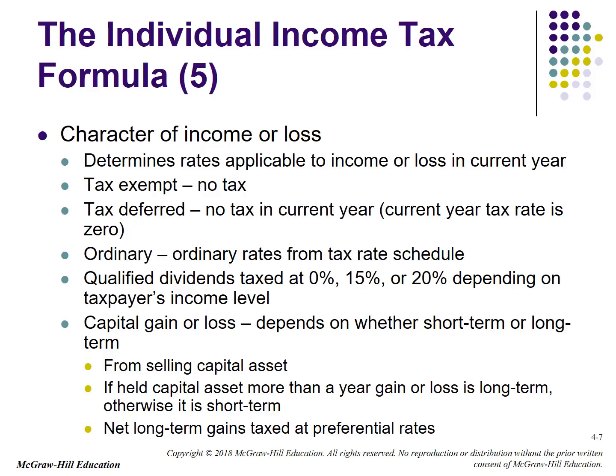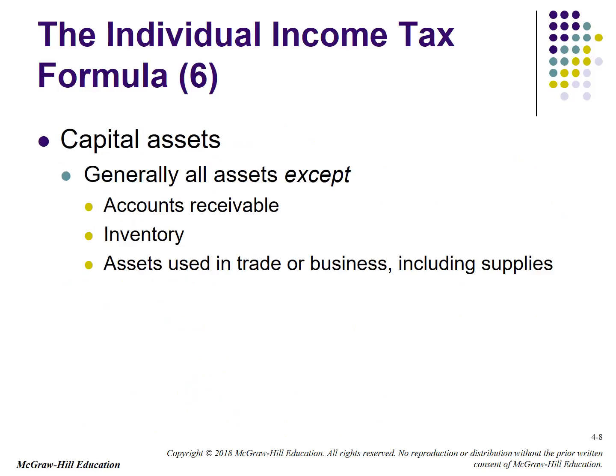Now, some of this I'm going to go through a little bit quicker. So there it is. Generally, all assets except accounts receivable, so that's a business asset, and inventory, again an ordinary business asset, because any gains or losses from the sale of these items result in ordinary income. And assets used in your trade or business, including supplies. So now you're looking at your plant assets and your intangible assets. They are not capital assets, and we'll talk about them later in the semester. How do we tax these items when we sell them?